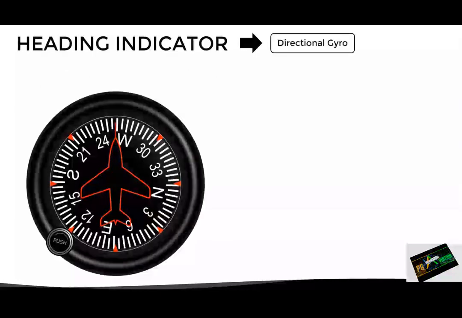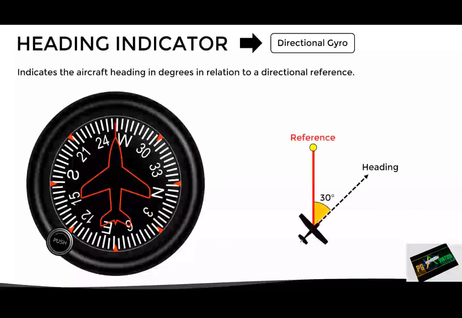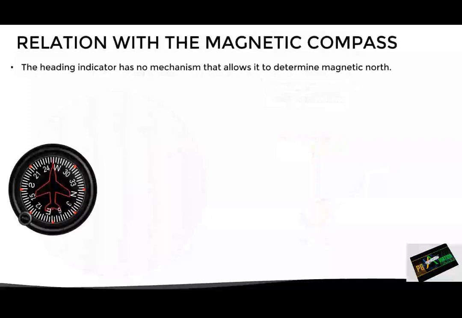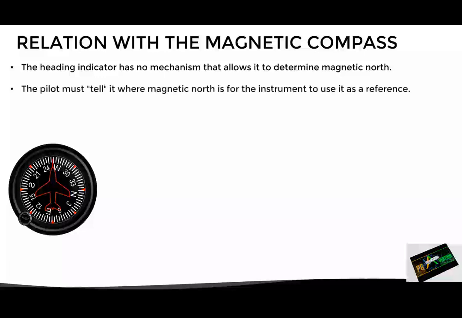This instrument is also known as the directional gyro, and it indicates the current heading of the aircraft in degrees in relation to a directional reference. Usually, the directional reference used in aviation is the magnetic north pole. However, there is a little problem with this. And it is that the heading indicator has no mechanism that allows it to determine the direction of the magnetic north. Therefore, the pilot must tell it where magnetic north is for the instrument to use it as a reference.